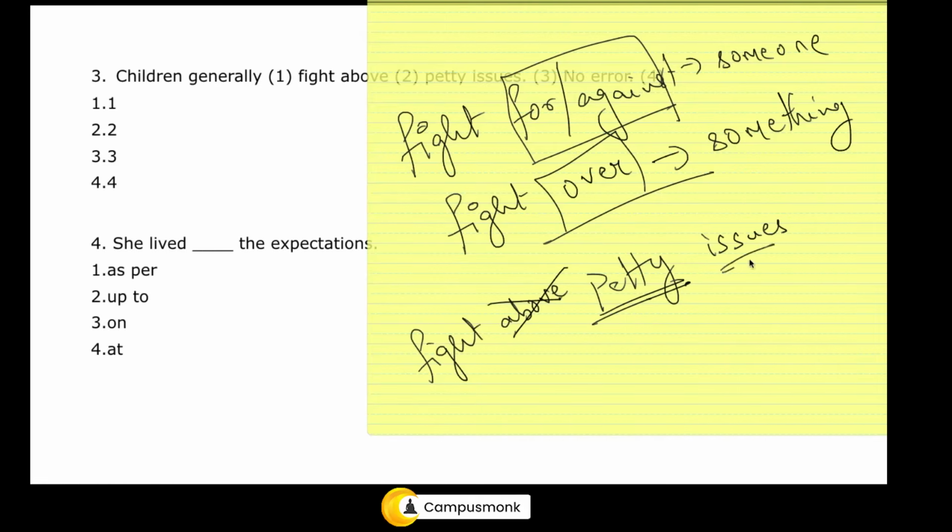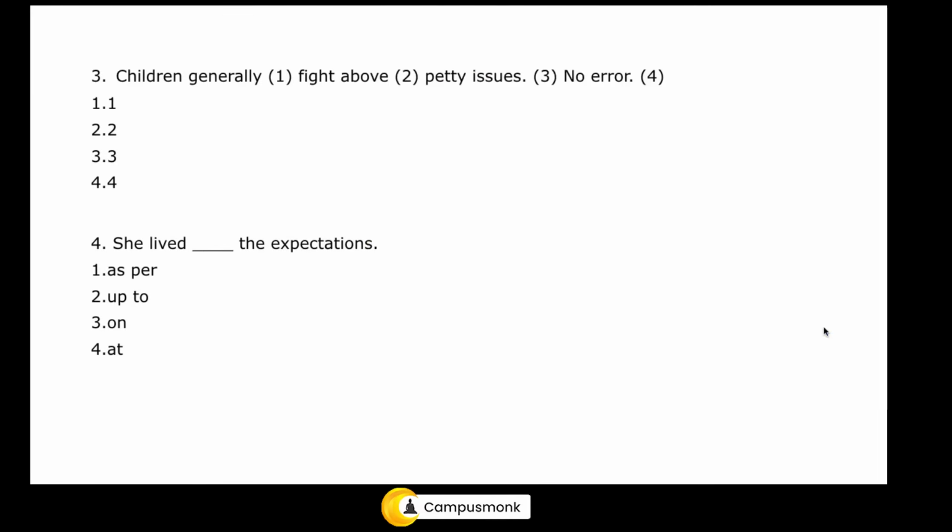So issues is what? It is a thing, so they will fight over. It will be "fight over." So that is the error. The error is in the second part, so option 2 is the correct answer. It's here: "fight above." It will be "fight over."